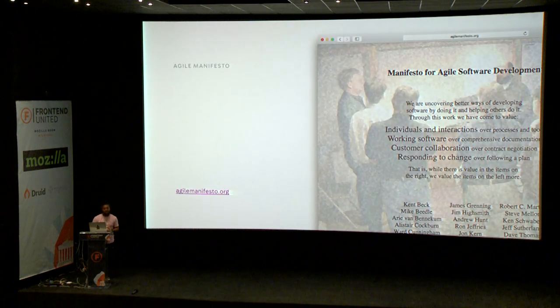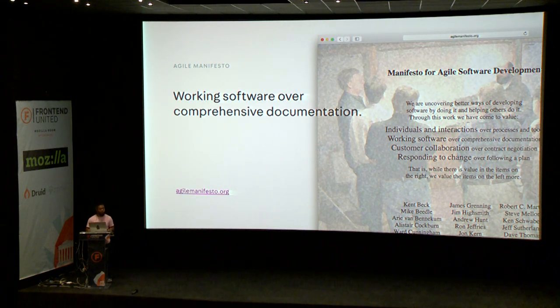In 2001, 17 people met at a ski resort to talk about how to work together better. What emerged was the Agile Manifesto, which I've come to really appreciate the more I try to put its principles into practice. Maybe my favorite of the bunch is the last one, working software over comprehensive documentation.